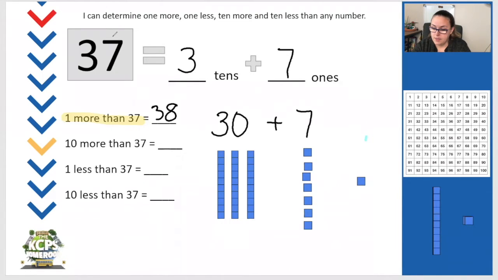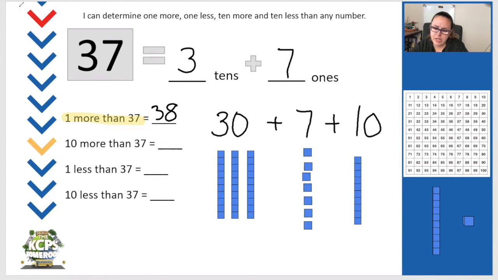So I'm going to erase this part because now we need to talk about 10 more than 37. So I'll fix this block here and put it back. And now let's talk about 10 more than 37. So we added a 1's unit square to get 1 more than. Let's add a 10's rod to get 10 more than. So now we have 30 plus 7 plus 10 gets us to 10 more than 37.